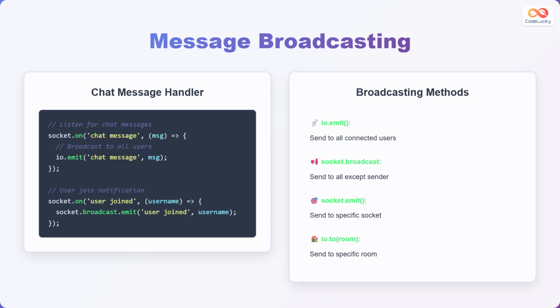There are various broadcasting methods available. io.emit sends messages to all connected users. socket.broadcast sends messages to all users except the sender. socket.emit sends messages to a specific socket only, and io.to(room) sends messages to a specific room.